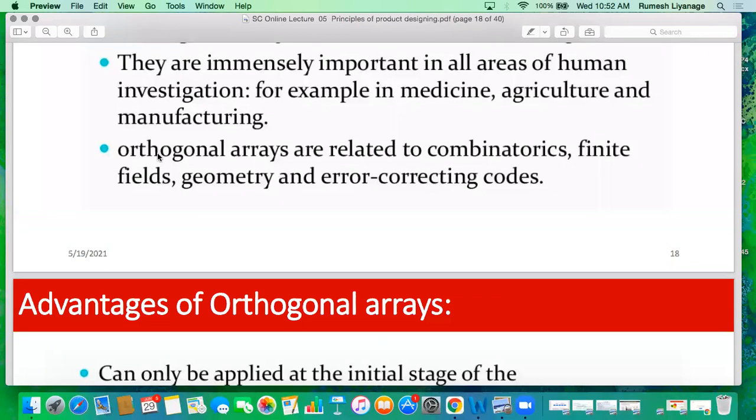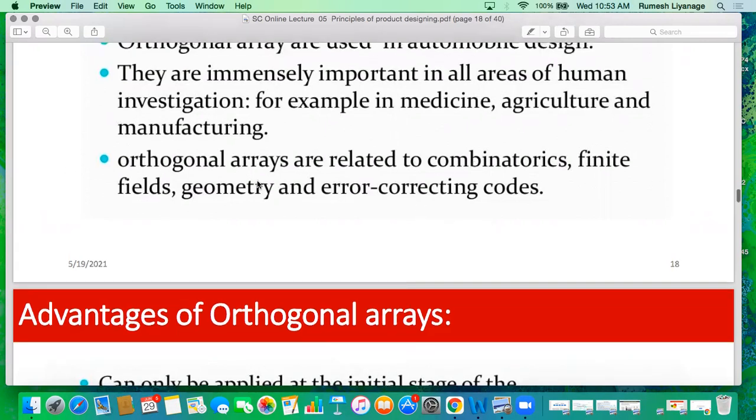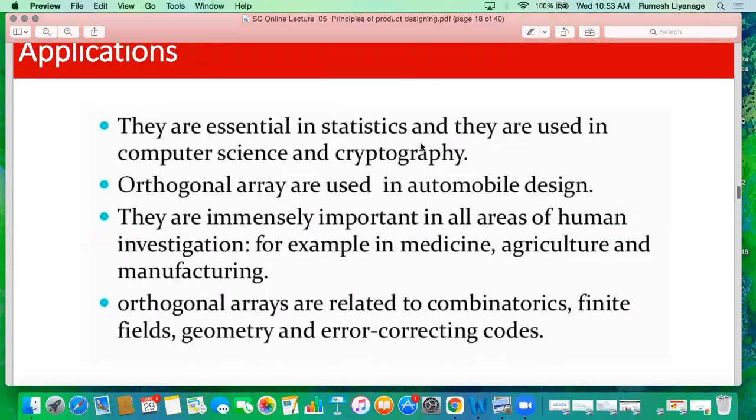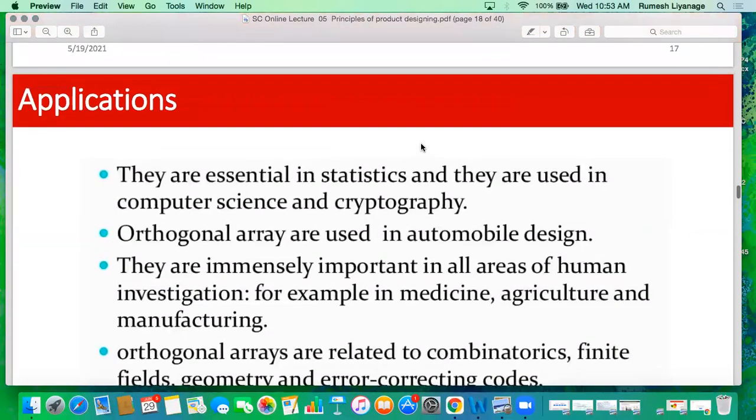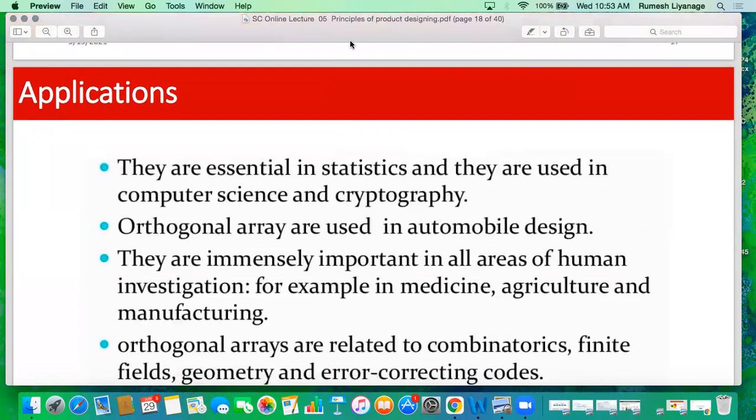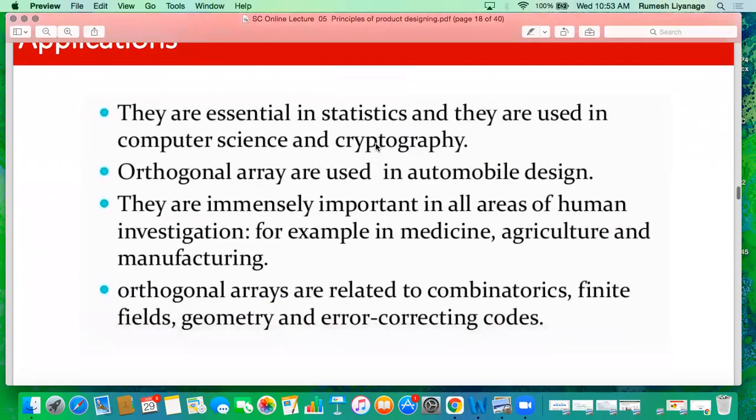Orthogonal arrays are related to combinatorics, finite fields, geometry and error correcting codes. So in code writing, geometry and some mathematics, orthogonal designs are used, right? So there is no worry about considering their reliability. They have already been tested and applied.